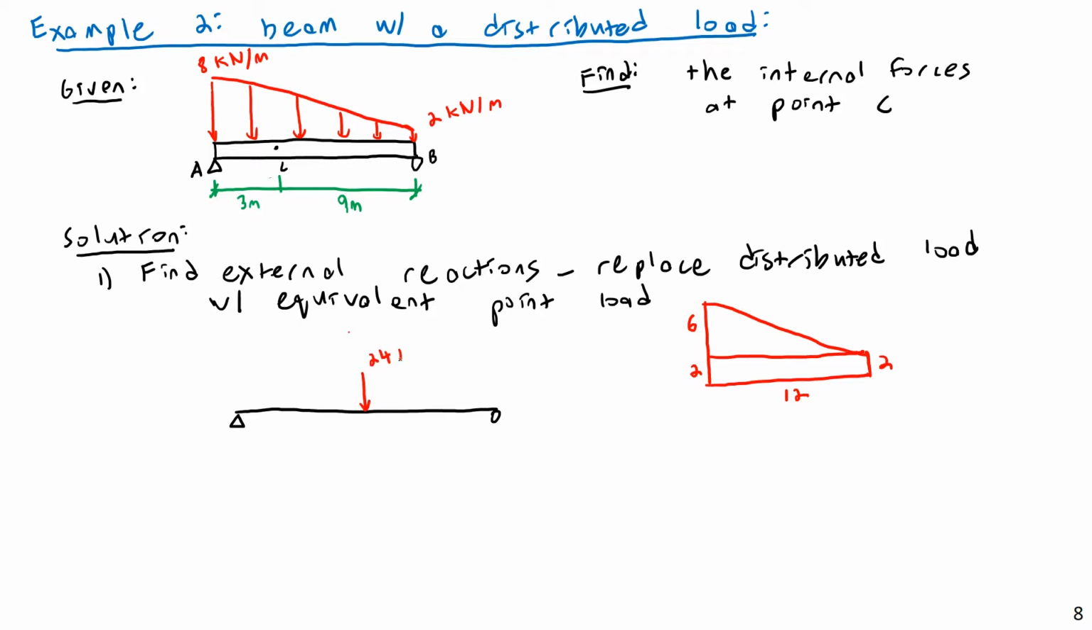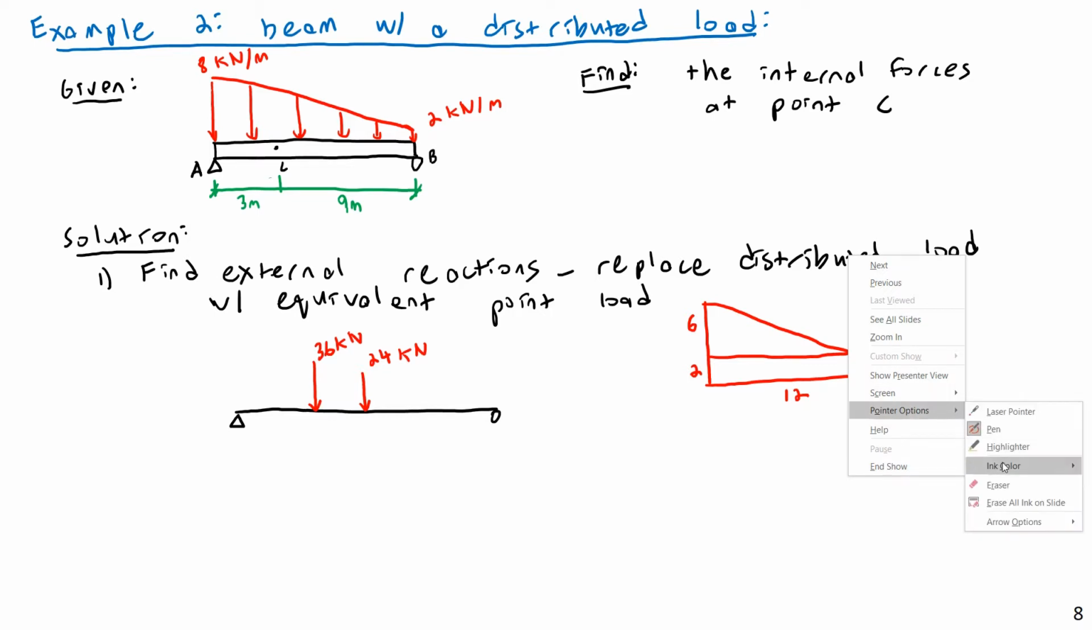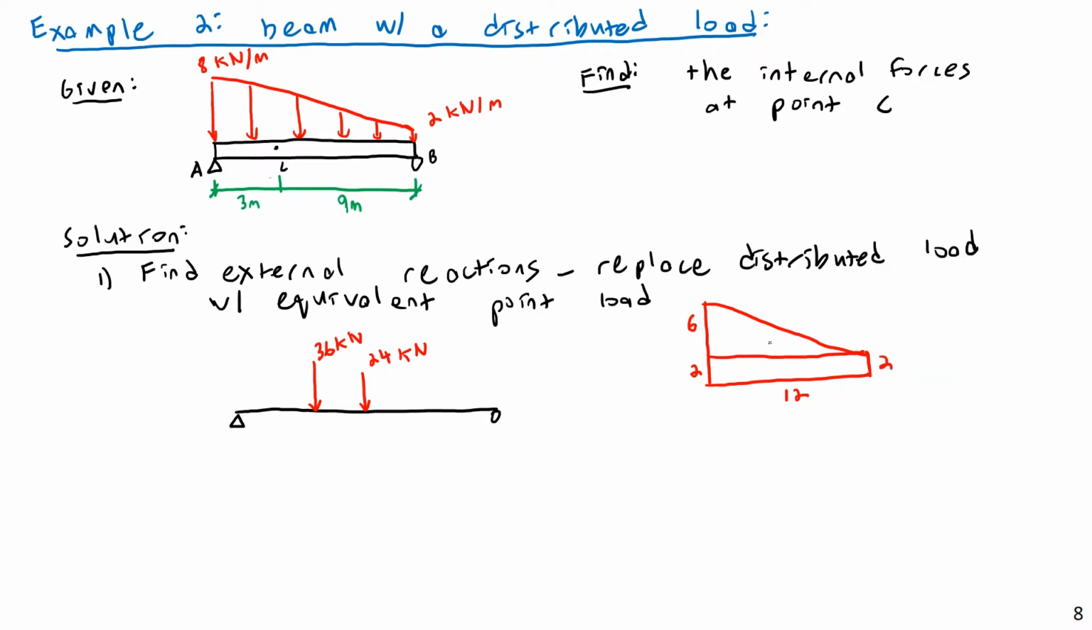And then I have the equivalent point load of the triangle, and the area of a triangle is 1/2 base times height, so that is 1/2 times 6 times 12, or 6 times 6, or 36 kilonewtons. Now, remember, we can replace distributed loads with their equivalent point loads, and so the magnitudes are easy enough. You just find the area of the geometric shape. But what about where you place them?